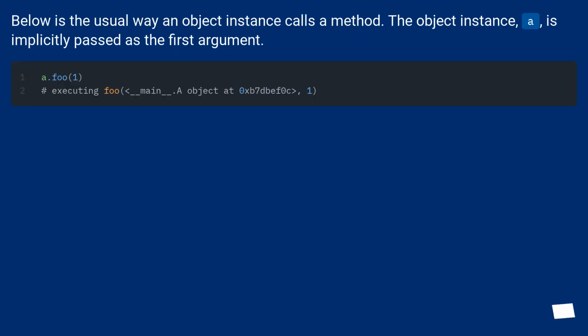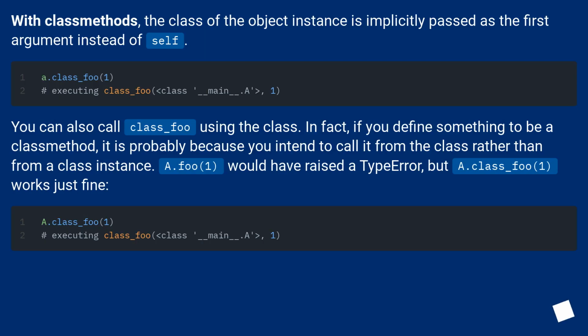Below is the usual way an object instance calls a method. The object instance, a, is implicitly passed as the first argument. With class methods, the class of the object instance is implicitly passed as the first argument instead of self. You can also call class_foo using the class.